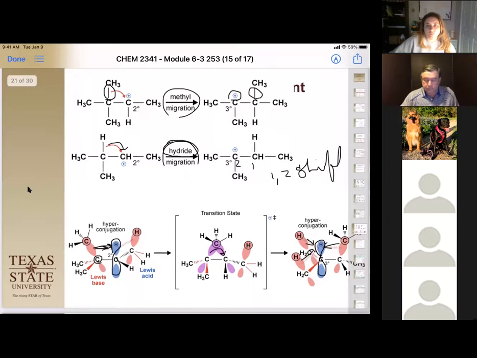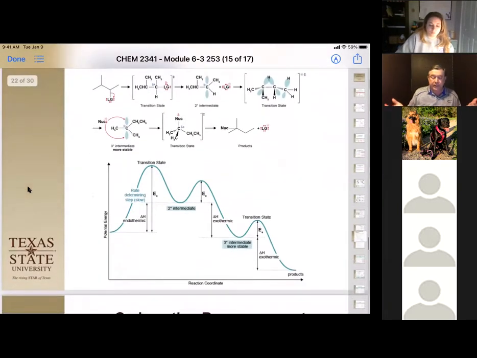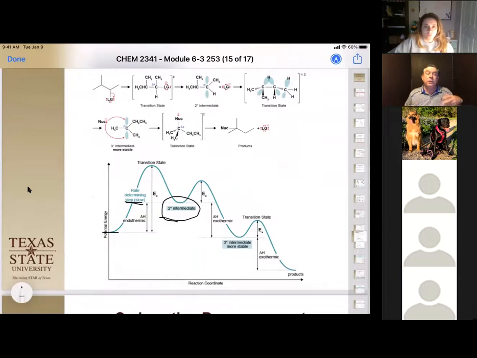Okay. So let's look at what that reaction diagram would look like. If we have a carbocation rearrangement, there has to be an energy driver for it. So the first thing we have is we go through our transition state and make our first intermediate. Our first intermediate is our secondary carbocation right here. But that secondary carbocation, notice, is higher in energy than our starting material. So it's endergonic or endothermic.